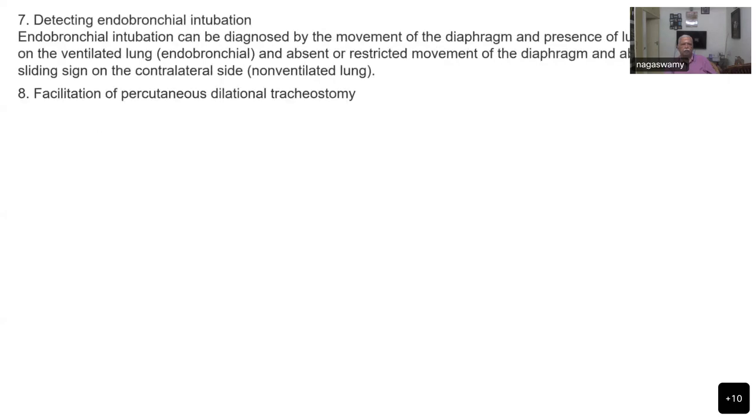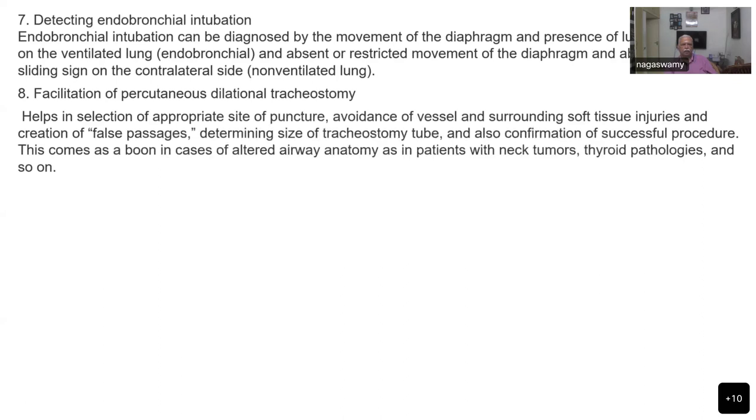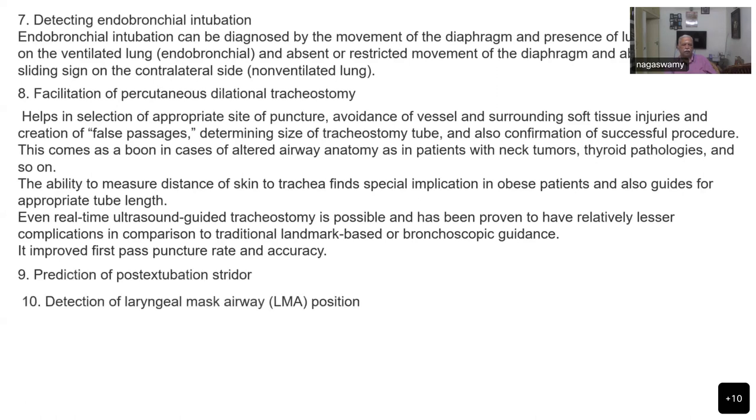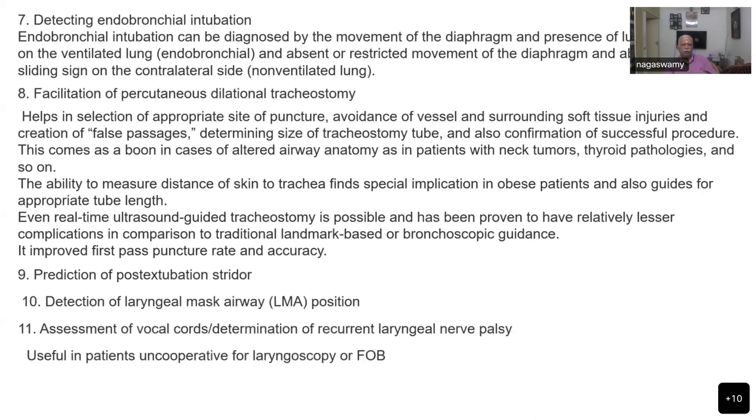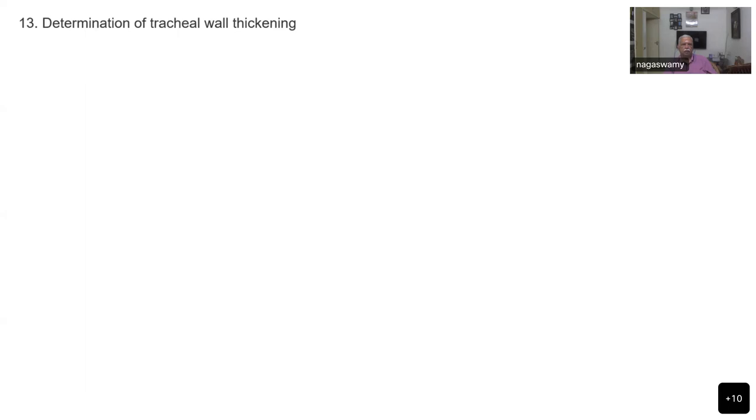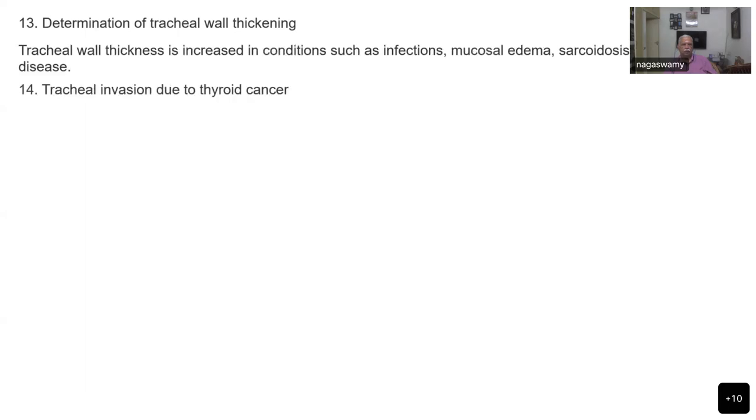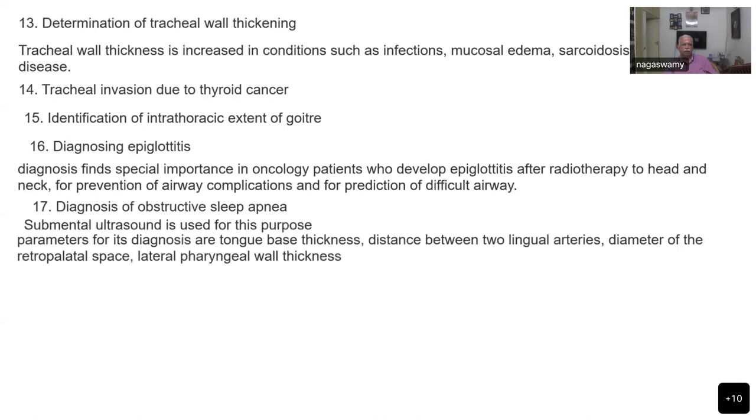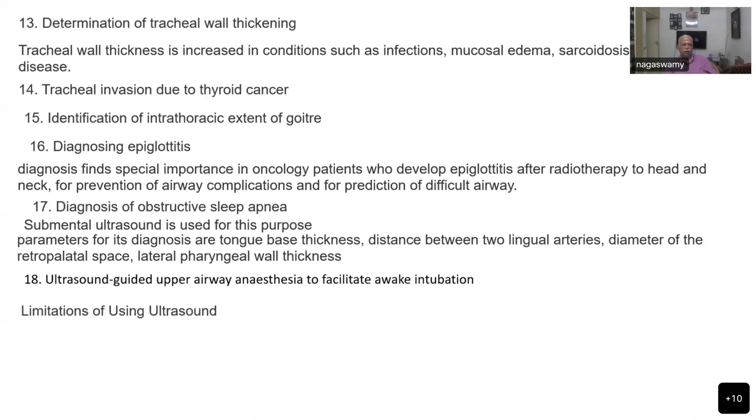It is also used for detecting endobronchial intubation, guidance of percutaneous dilatational tracheostomy, and in extubation, prediction of post-extubation stridor, prediction of laryngeal mask airway position, assessment of vocal cord movement and superior laryngeal nerve palsy, and it is useful in patients who are uncooperative for laryngoscopy or FOB. It also helps with detection of tracheal stenosis, determination of tracheal wall thickening, tracheal wall invasion due to thyroid cancer, identification of intrathoracic extent of goiter, diagnosing epiglottitis, diagnosis of obstructive sleep apnea, and ultrasound-guided airway anesthesia to facilitate awake intubation.